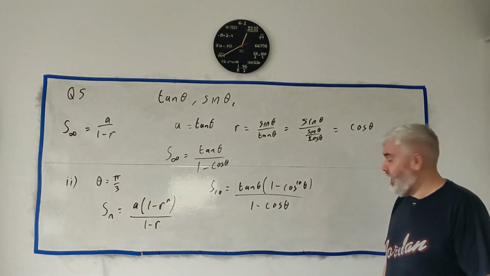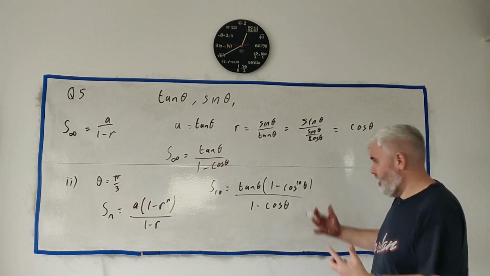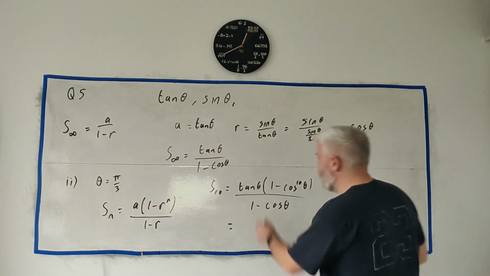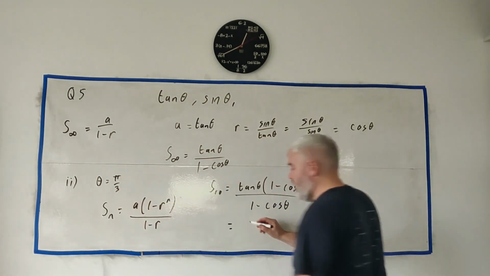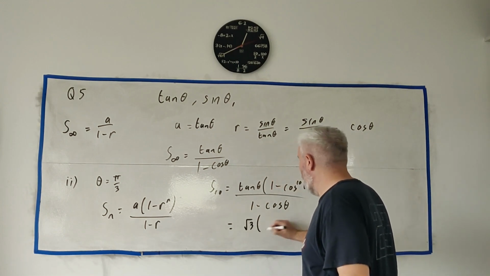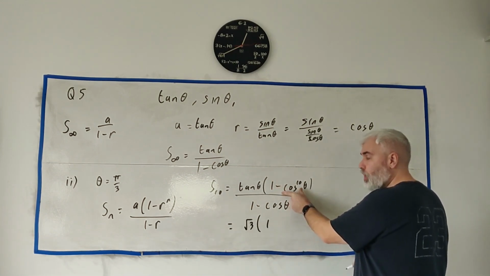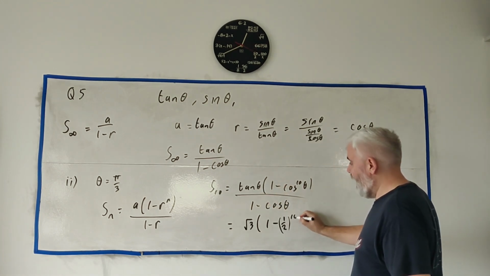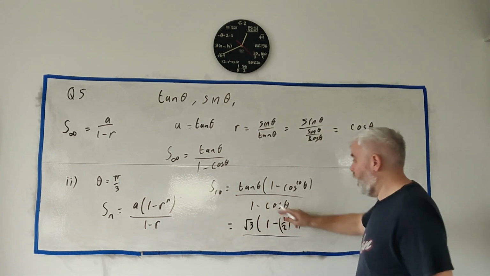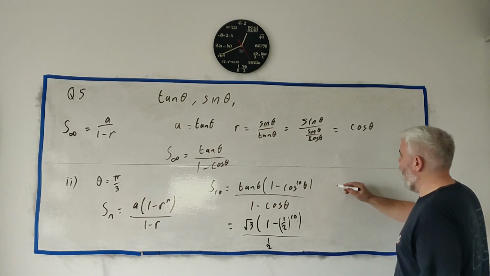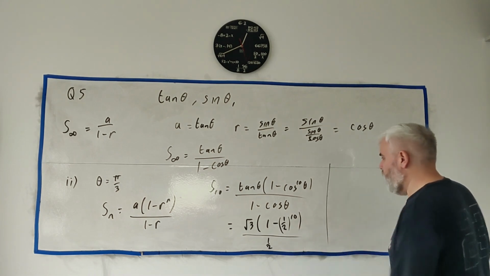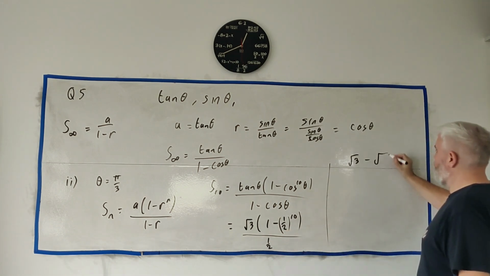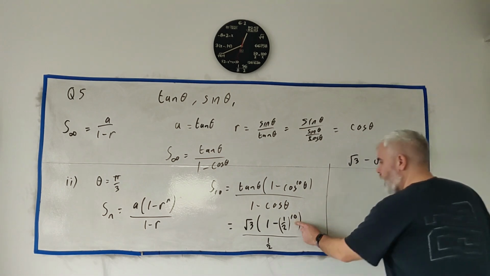At this point, you could just put all that into a calculator if you want. Actually, you pretty much need to, or at least you do for each section. I'm just looking off my notes here. Tan of pi over 3 is, I believe, square root of 3. 1 minus cosine pi over 3 is a half, so that's 1 minus a half to the power of 10, and that's divided by 1 minus a half, which is just a half. Yeah, again, the calculator will do it from here. I'll just point out a few things.